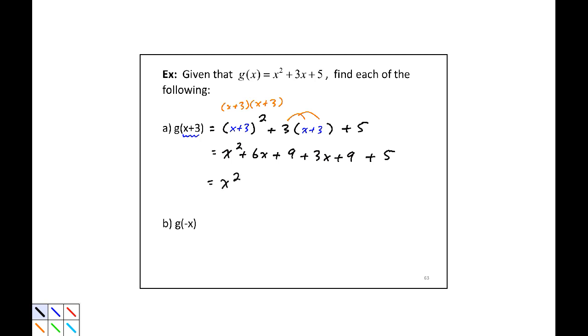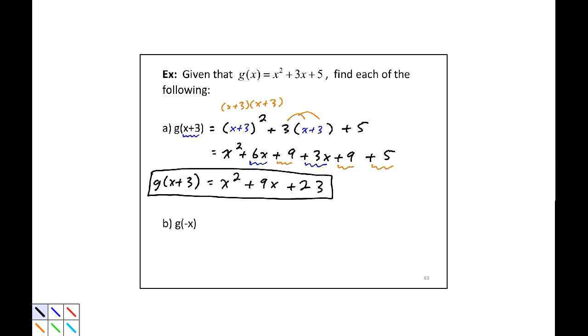Combining like terms, we have x squared. Let's see, that would be plus 9x. And we can combine 9, 9, and 5. So that's 18 plus 5, 23. So if our input is x plus 3, then our output is x squared plus 9x plus 23.